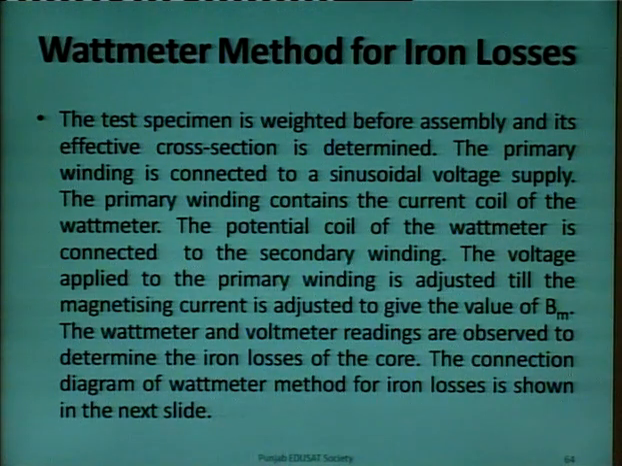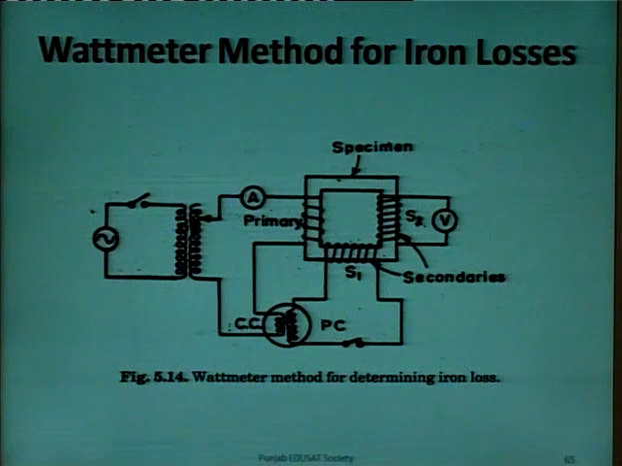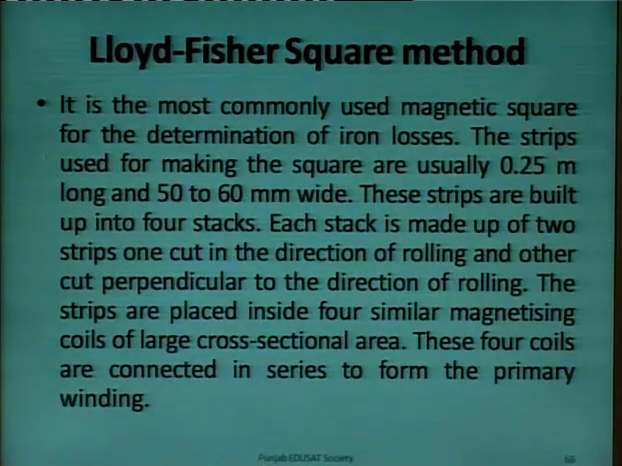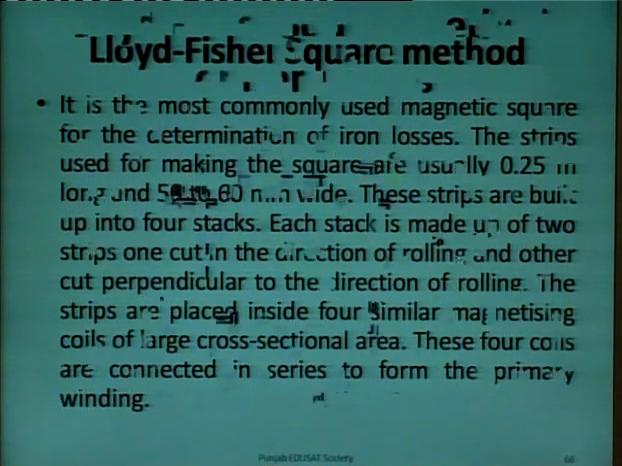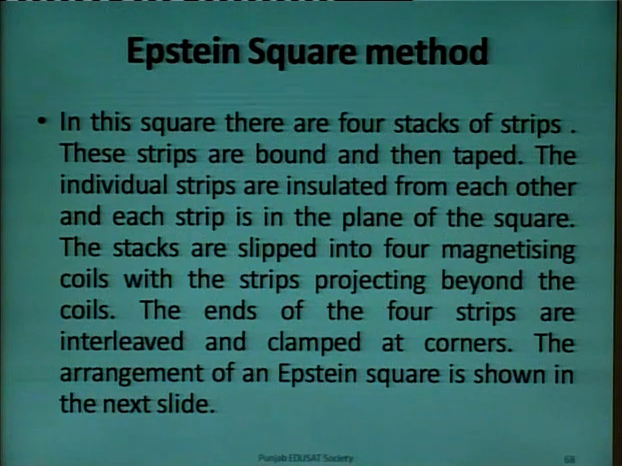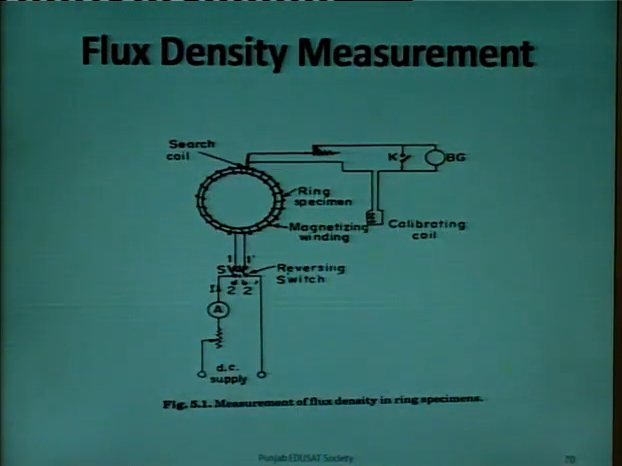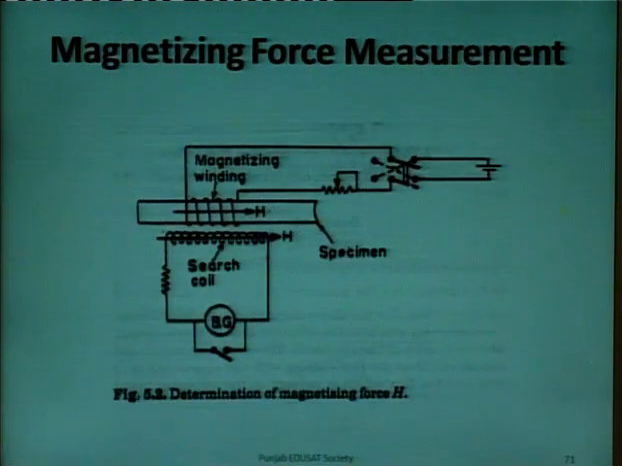Then the wattmeter method for iron losses. This is the wattmeter method. Then the Lloyd-Fisher square. Then the Epstein square method. So, this is the flux density measurement and the magnetizing force measurement.